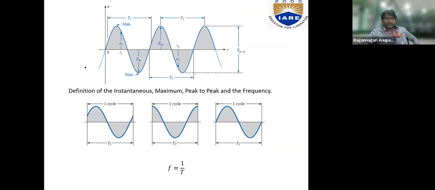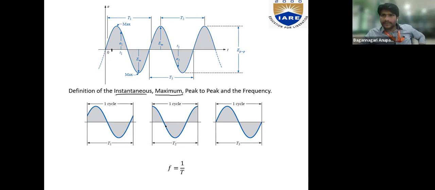So the value of either voltage or current, the value of the alternating voltage or current at any particular time instant, you call it the instantaneous value, right? And what do you mean by maximum value? What does it mean by maximum? We know that an alternating waveform is going to vary between some particular limits, right?